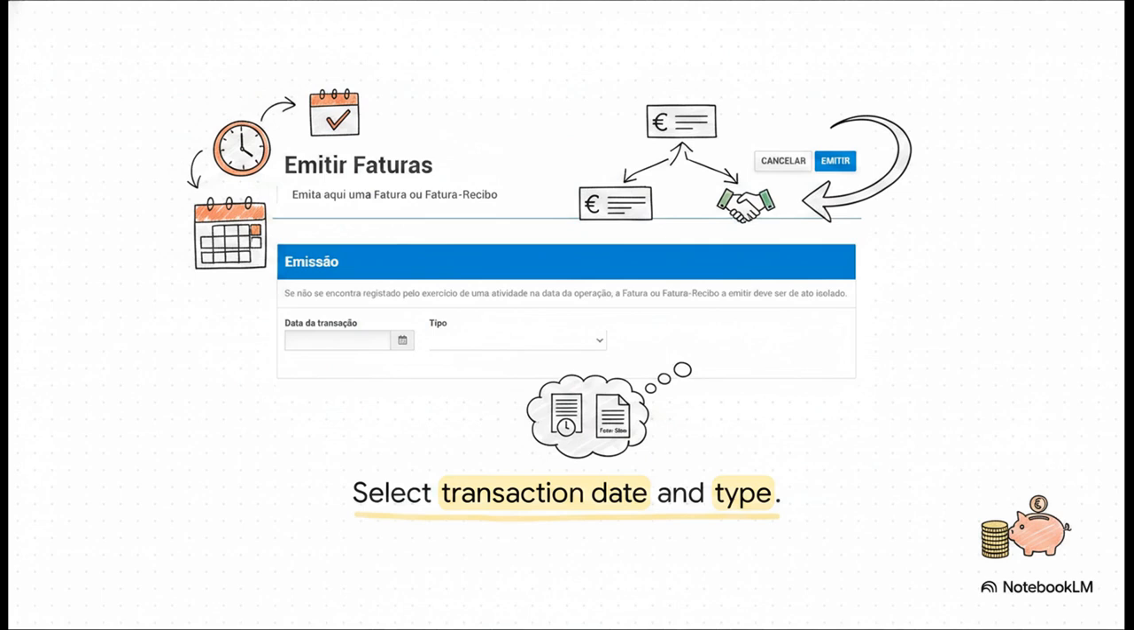Right after that, in the typo or type drop-down menu, you've got to tell the system what exactly you're issuing. Is it a fatura, an invoice, or a fatura recibo, an invoice receipt combo? Just keep in mind you only use a fatura recibo if you are issuing the document at the exact same moment you're getting the cash.